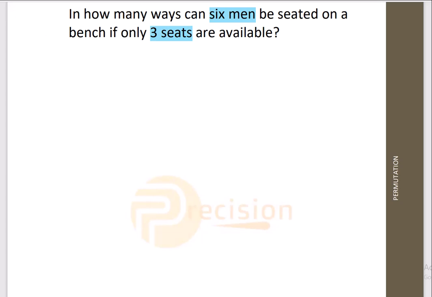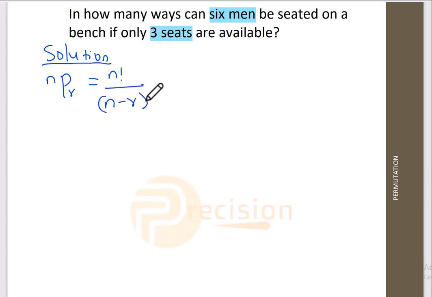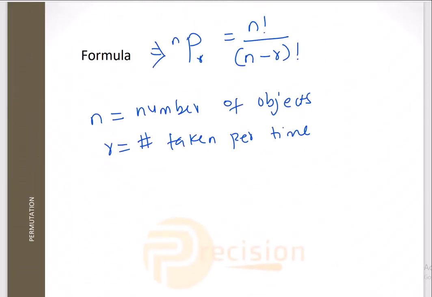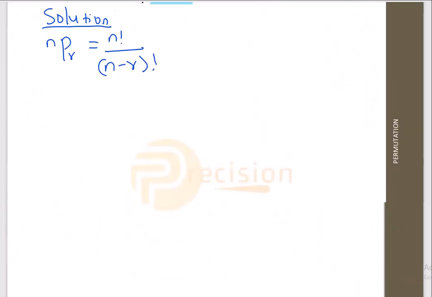Okay, the first thing we want to do is just a solving ritual. You just have to write solution first. I'm just used to that. So when you write a solution, the first thing you need to do is put down the formula. So what's the formula? nPr is equal to n factorial all over (n minus r) factorial, right? That's our formula.